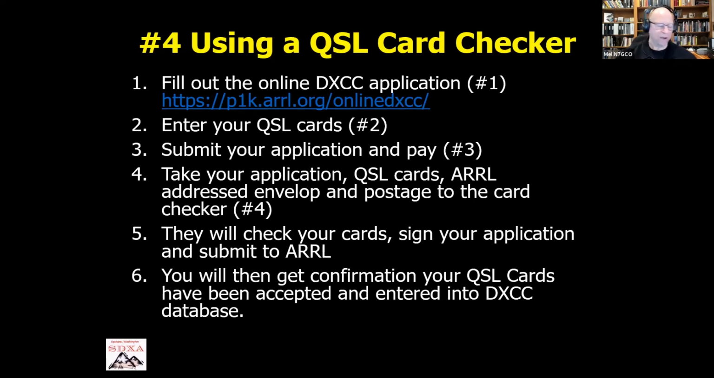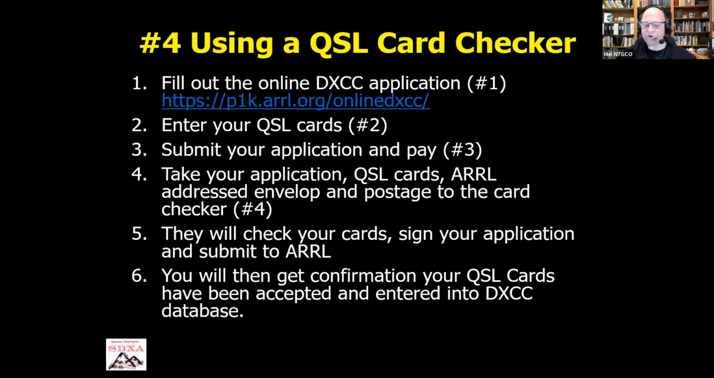I'll show you after we finish the PowerPoint. I'm submitting 30 cards to Gary. It cost me $10. Then you take your application, your cards, an ARRL addressed envelope, and the postage to the card checker. If you're part of the Spokane DX Club and tell Gary ahead of time, you can come early to a meeting and he'll check it right there, and it'll be done before the meeting starts. He'll check your cards, sign your application, put it in the envelope to ARRL, and give you your cards back. They've verified that what's on the form is what's on your cards.